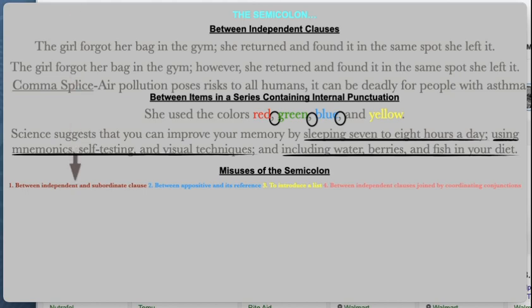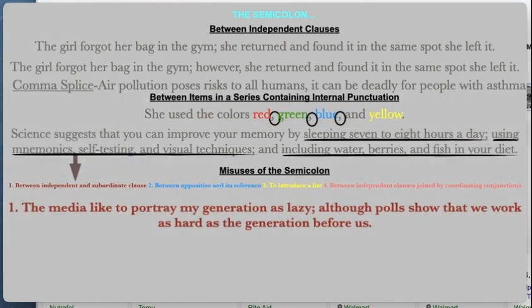Don't use a semicolon between an independent clause and a subordinate clause. Now, we already know that an independent clause is one that can stand alone, right? You could pull it out of the larger sentence and make it a sentence if you put a period at the end of it. A subordinate clause is a word group containing a subject and a verb that cannot stand alone as a sentence. In this case, the subordinate clause is, although polls show that we work as hard as the generation before us.